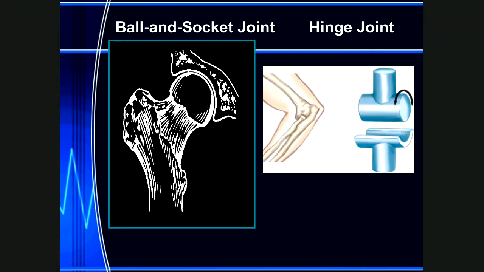We also have ball and socket joints. This is where the femur fits into the acetabulum to form the hip joint. The ball of the femur goes up into the acetabulum to form the hip joint. And then we have a hinge joint in the elbows.